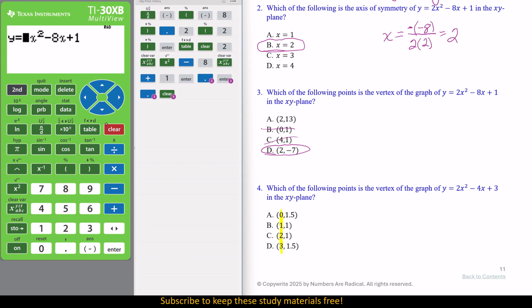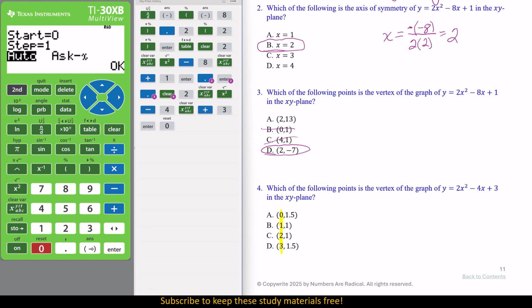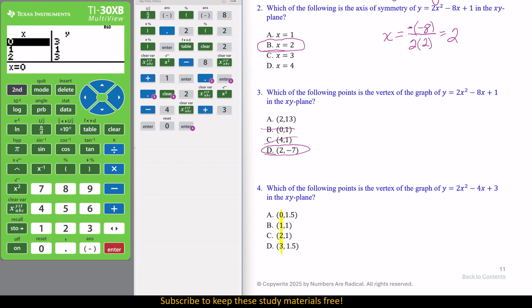So I just keep pushing clear till it takes me back right there. Now I put it in. 2x squared minus 4x plus 3. Let's enter. Start at 0, and let's just look and see what we get. 0, okay, no. 0 has 3. That's not it. That's not going to work.